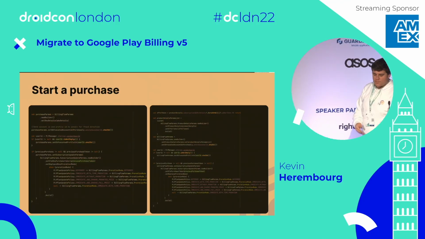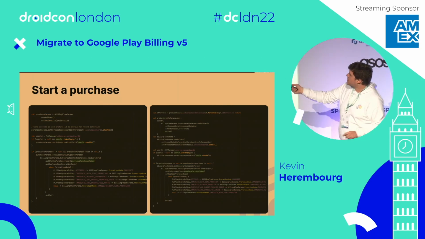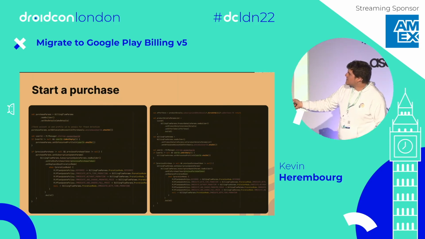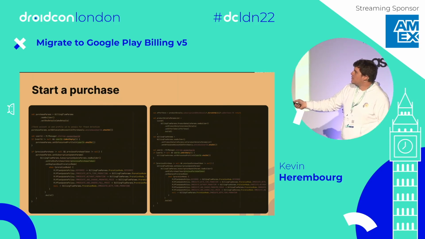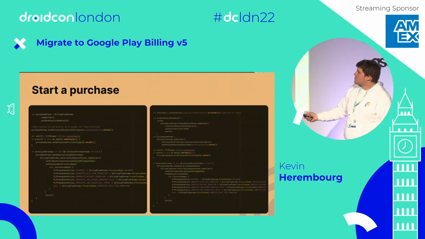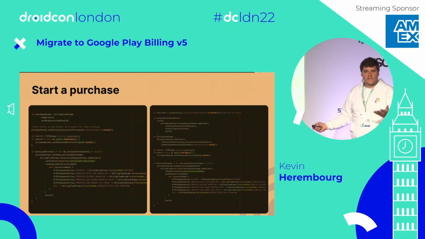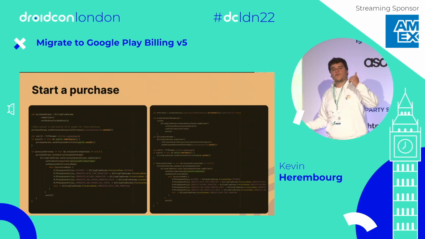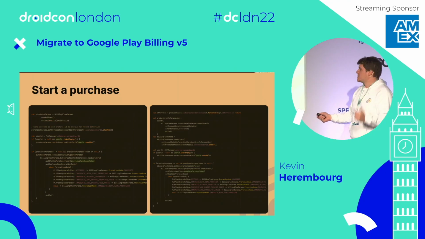Before, when you wanted to start purchase, you just set up the SKU details, so the basic object that Google returned to you, and you said, I want to buy this one, and let's go. The other code you see, you just obfuscated the account ID, profile ID to make sure there is no fraud. And this is the proration mode for the upgrade-downgrade policy, because I can upgrade the subscription of my user from a monthly to a yearly, for example.